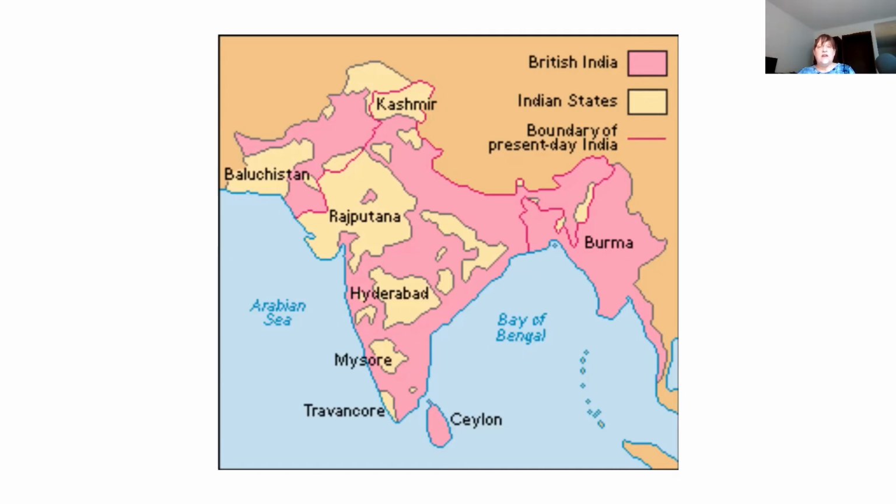So when the country finally gained its independence, West Pakistan became Pakistan, East Pakistan became Bangladesh, and you have an area in the north called Kashmir. And Kashmir is claimed by both India and Pakistan.